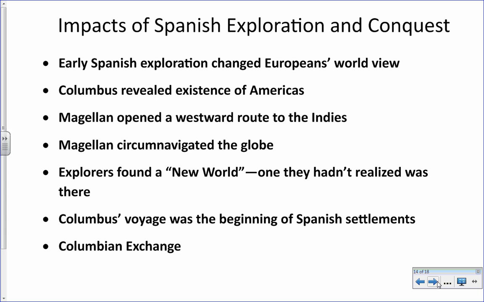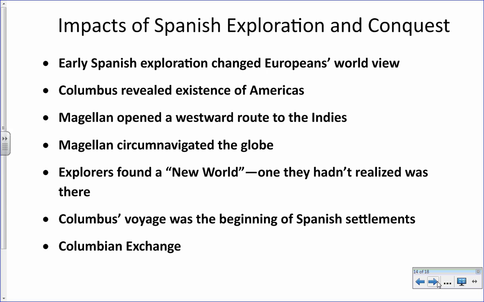Impact. The consequences. European worldviews were changed because now two hemispheres that didn't know about one another before were meeting and exchanging cultures and ideas, and that changed human history and put it on a new path forever. Columbus did reveal the existence of the Americas. Magellan found the strait to link the Atlantic and the Pacific and sailed into Asia. He circumnavigated the globe, or his crew did.